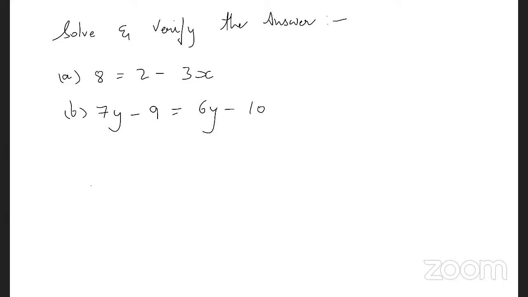I don't get it. How can it be 8 equals 2 minus 3x? 2 is smaller than 8. Try solving it the same way we are doing all of it, Sanjay. Okay, the same way that we are doing all of it. Try solving it.